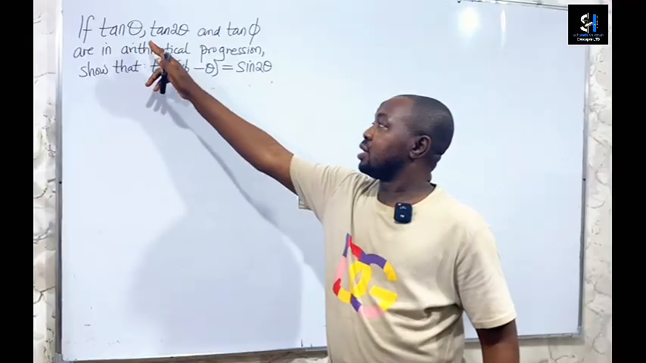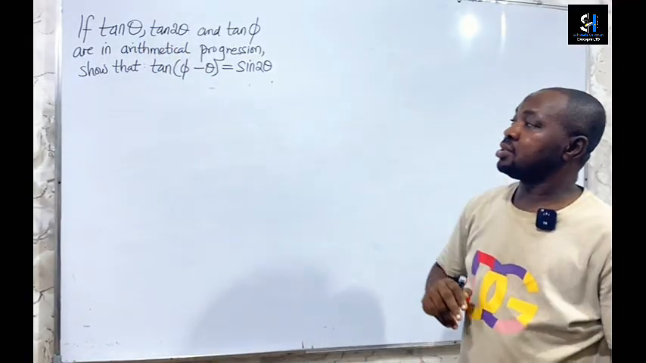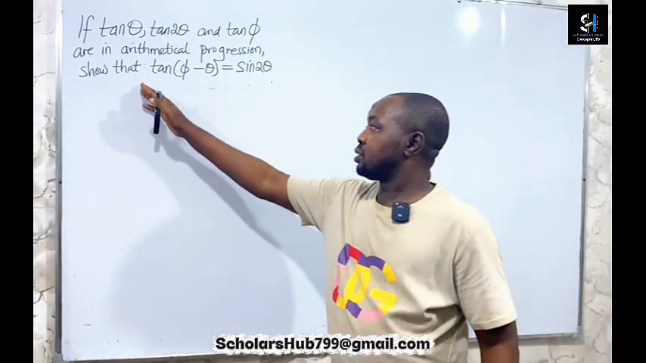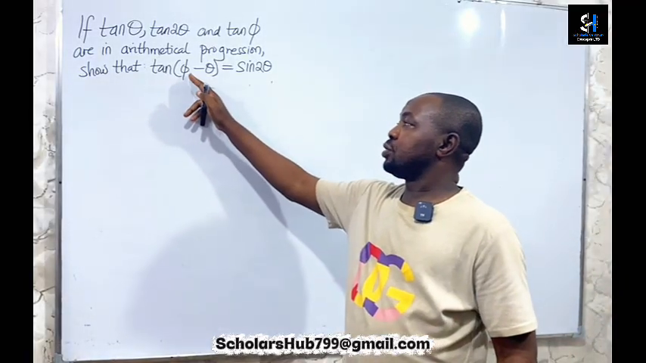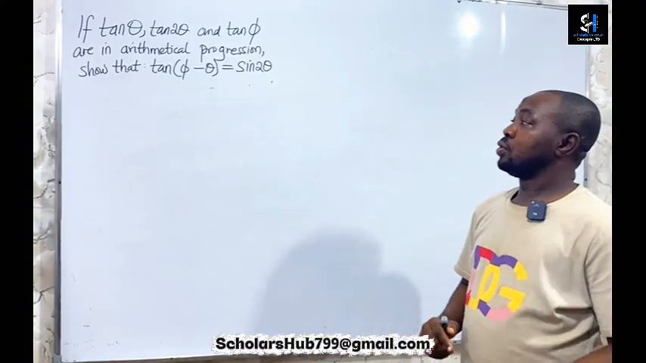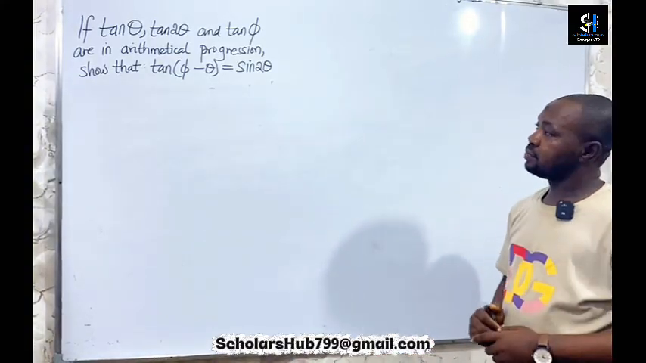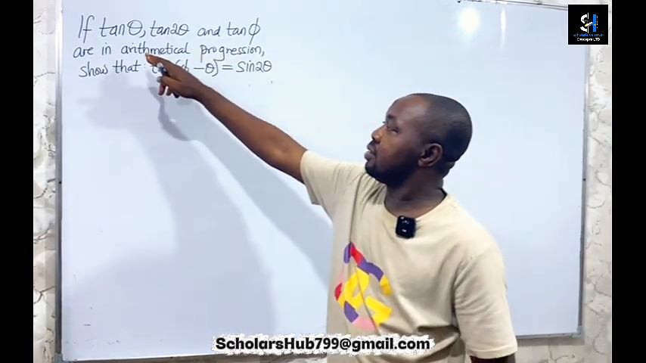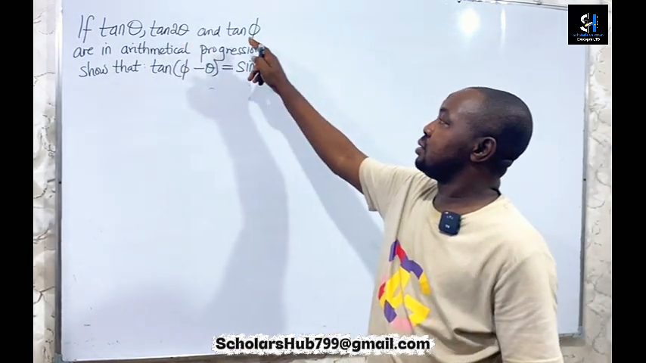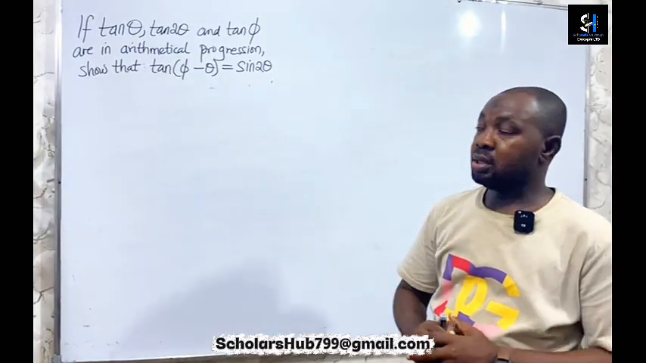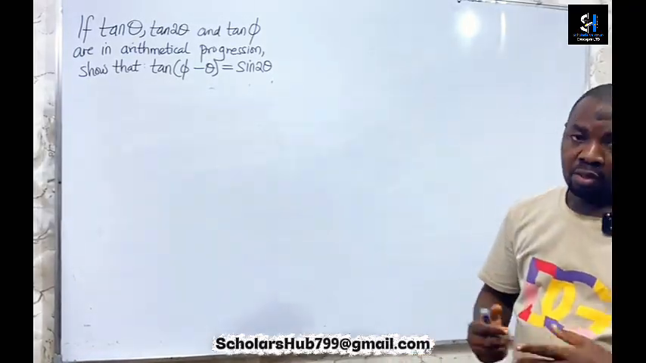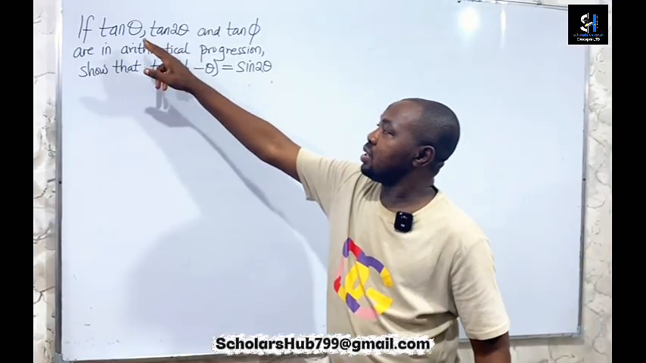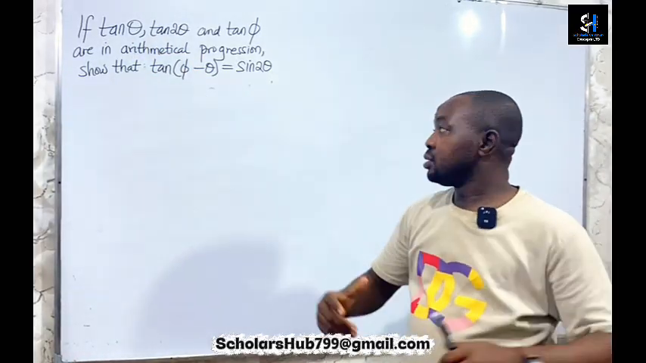If tan theta, tan 2 theta, and tan phi are in arithmetical progression, show that tan of the difference between phi and theta equals 2 sin 2 theta. Now, since these terms, that is tan theta, tan 2 theta, and tan phi, are all in arithmetic progression, it means that the middle term will be the average between the outside terms.